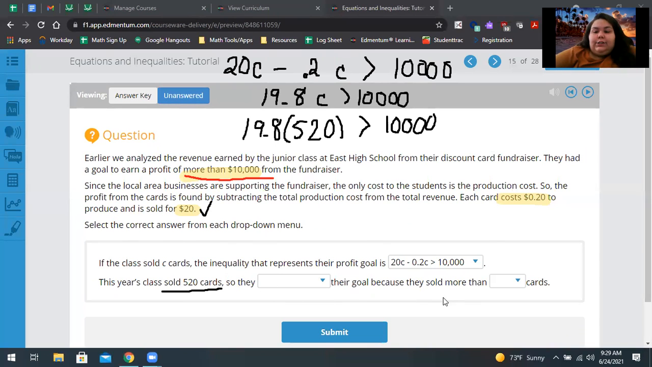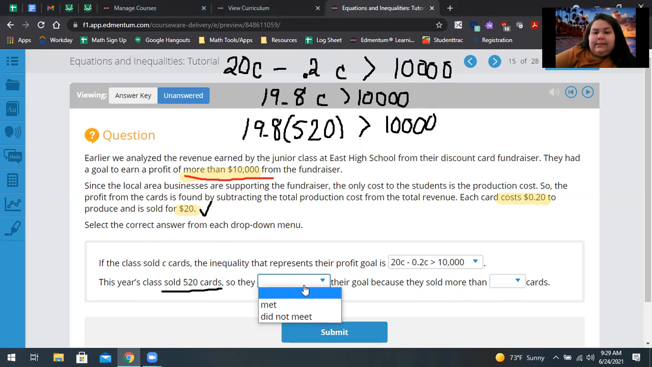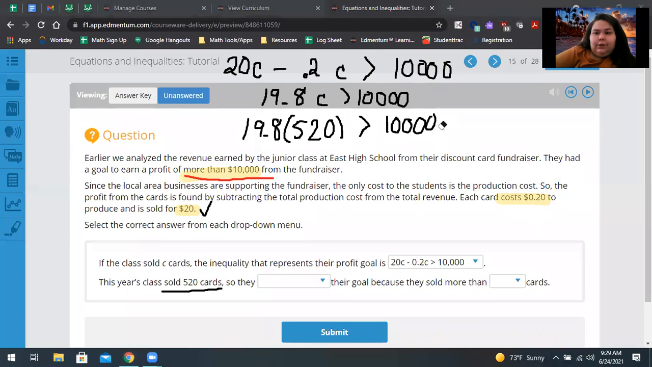And I'm going to move into the second part. So again, you're going to fill out if they did meet their goal or they did not meet it, because they sold more than blank cards. So this one is actually part of the solving. You should have already kind of solved for that. And remember, don't forget to pause the video when you're solving this, because I'm going to continue on. But I'm going to put that 0 here. We're going to solve this.